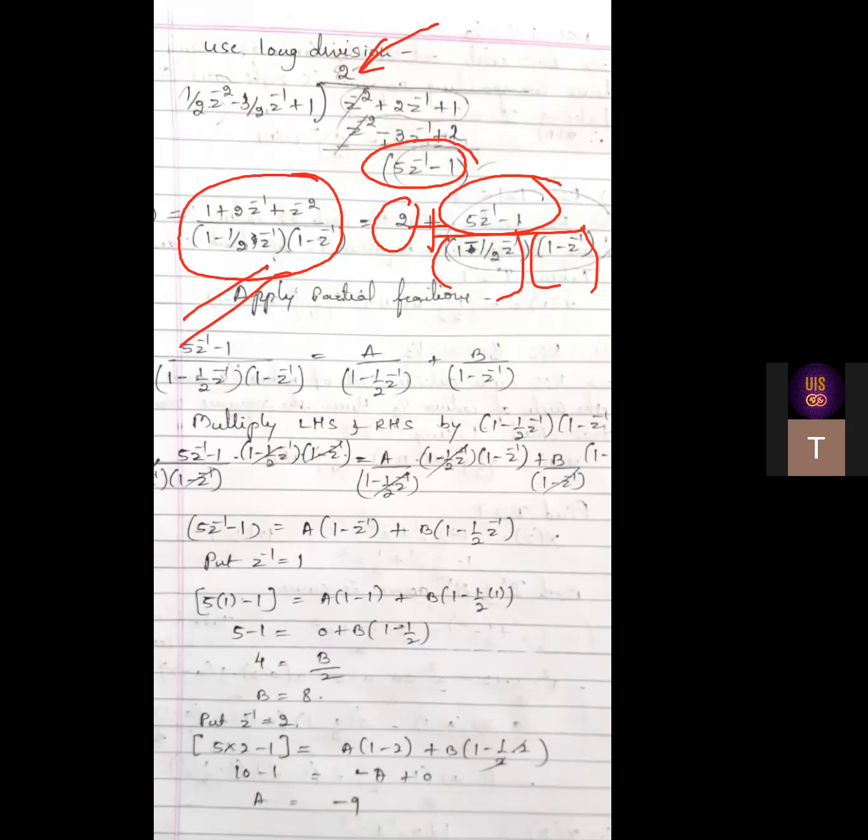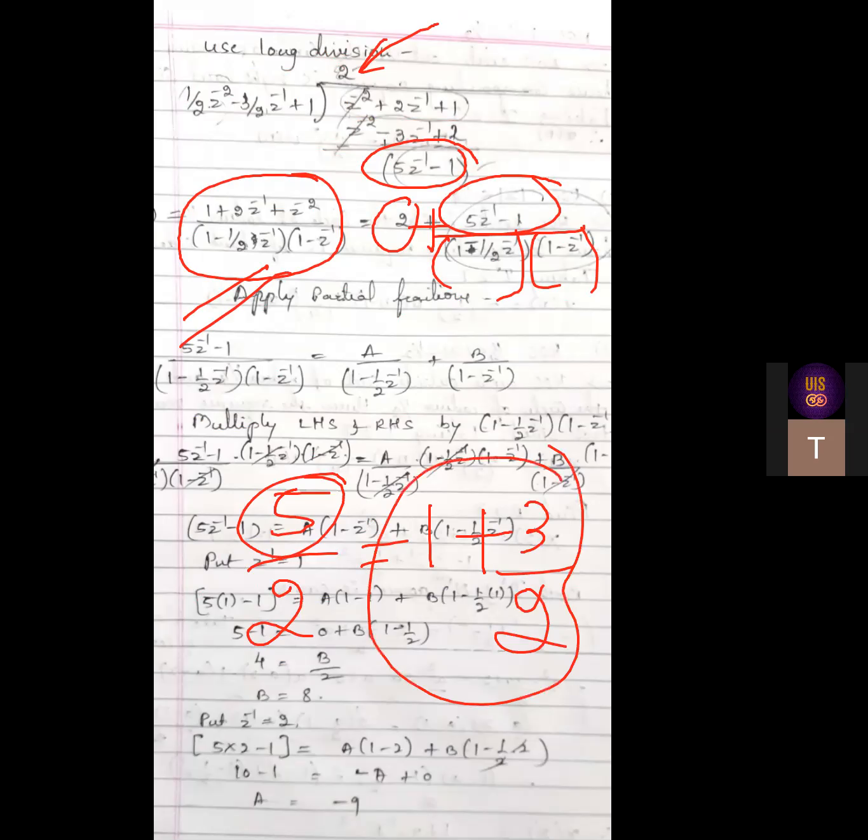What we did here is something like this. If I have 5 by 2, what I will do is split this 5 like this: 2 plus 3 divided by 2, which is equal to 5 by 2. So whatever numerator was there, I have divided it like this, by splitting. So remember, when we go for long division, we will get a quotient and the remainder.